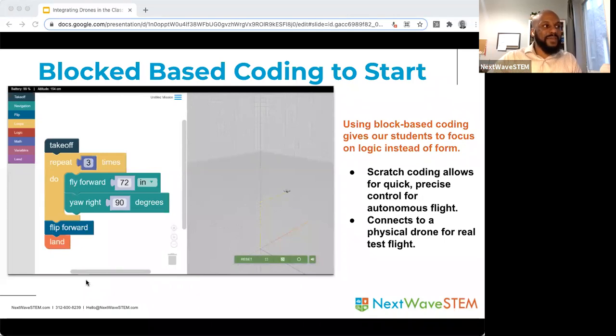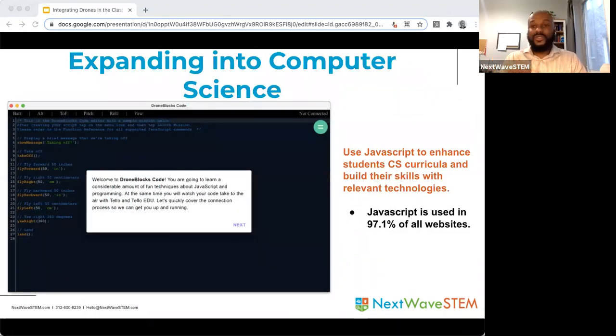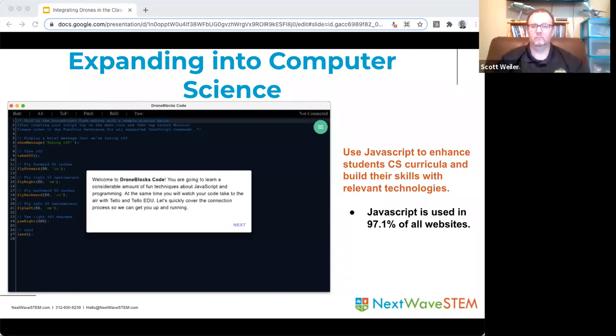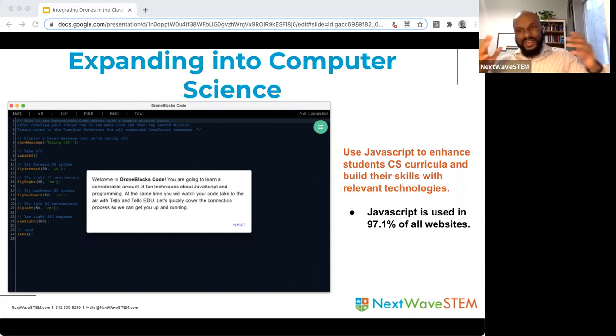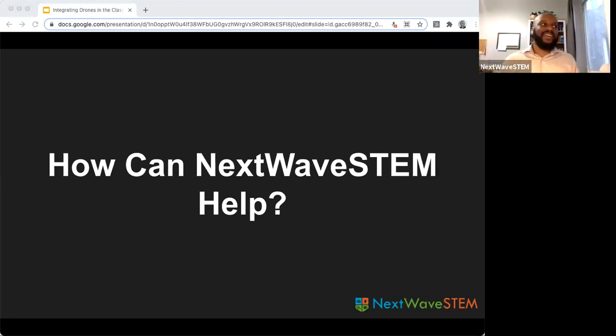And there, of course, is that step up, that next layer of the pipeline, where you can use something like Drone Blocks code, where students are learning some more robust programming languages like JavaScript. This becomes a way to work with hard hands-on technology while students are learning a programming language that's used in 97.1% of all websites on the internet. So for us, this idea of enhancing our students' computer science skills while they're building their other engineering and problem-solving skills is critical.